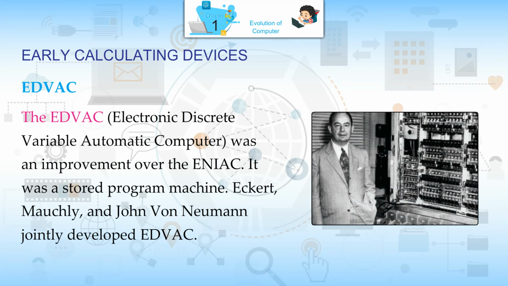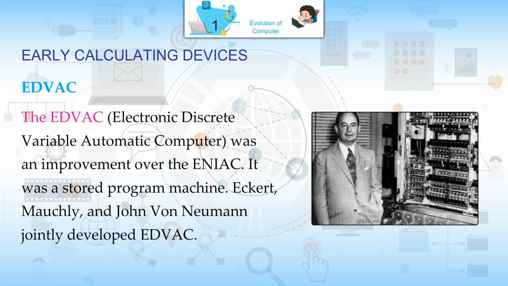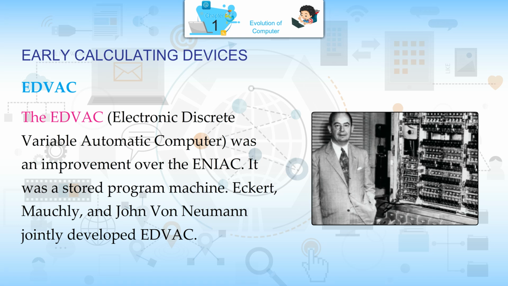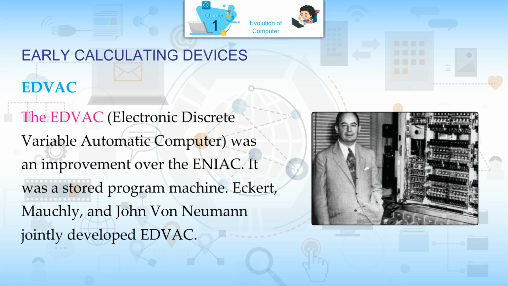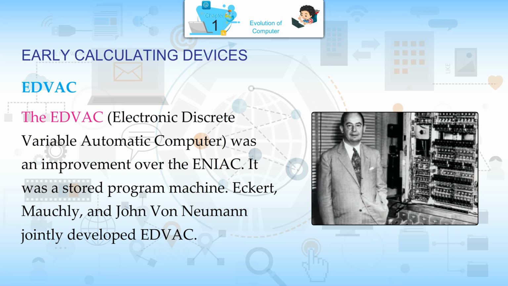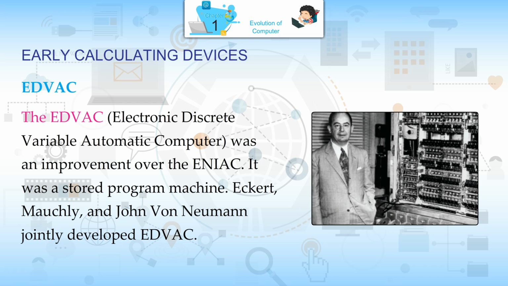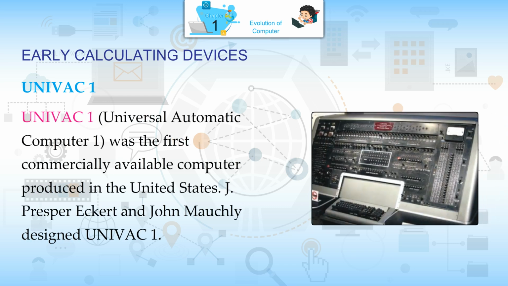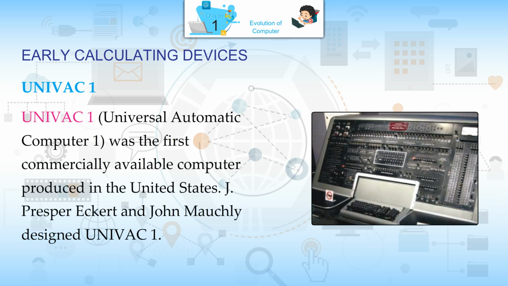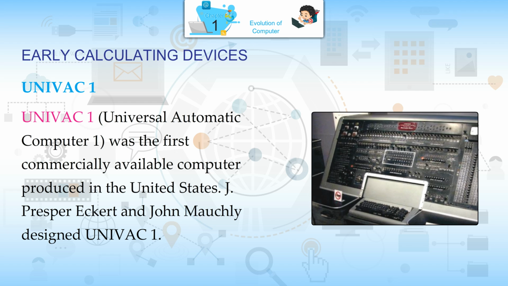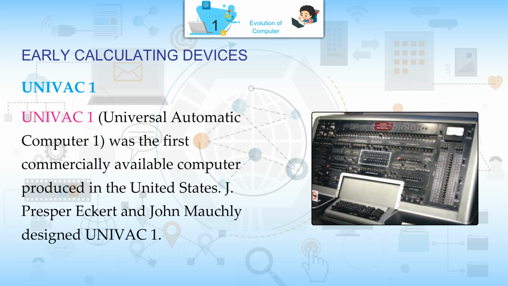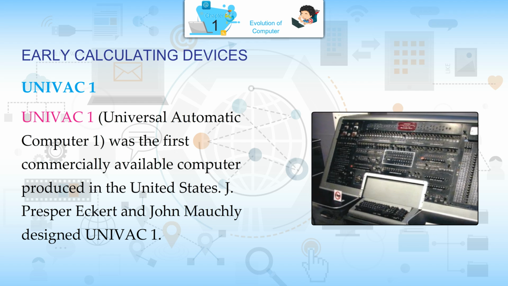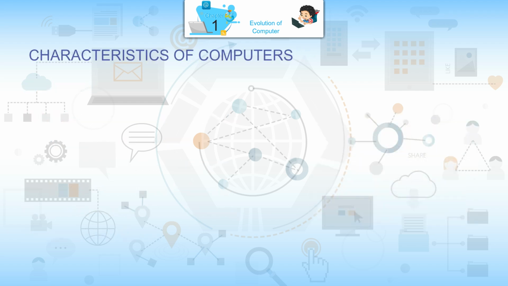EDVAC. The EDVAC, Electronic Discrete Variable Automatic Computer, was an improvement over the ENIAC. It was a stored program machine. Eckert, Mauchly and John von Neumann jointly developed EDVAC. UNIVAC I, Universal Automatic Computer I, was the first commercially available computer produced in the United States. J. Presper Eckert and John Mauchly designed UNIVAC I.